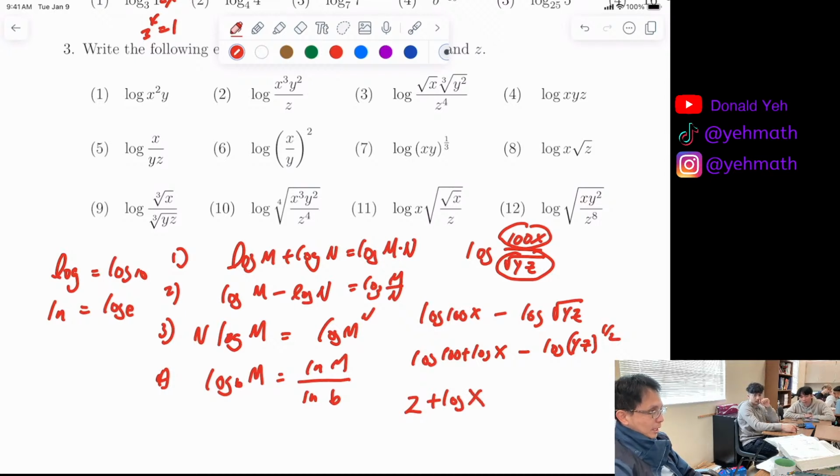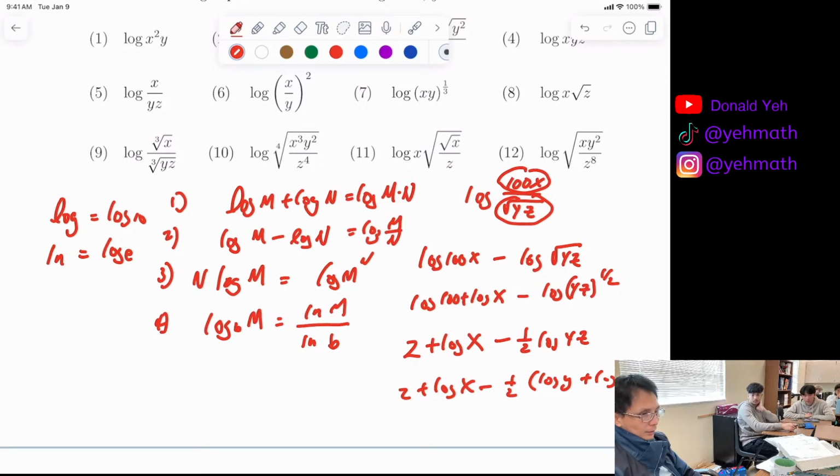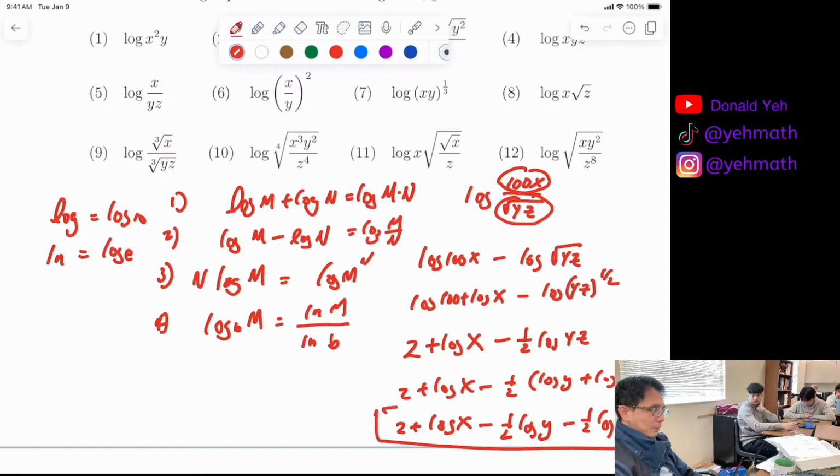I'm still continuing to expand. I'm going to minus 1/2 log of yz. Did I expand all the way? No, y and z still combine together. 2 plus log of x minus 1/2. Now, y times z, so it'll be log of y plus log of z. Now, I'm going to distribute a negative sign. So 2 plus log of x minus 1/2 log of y minus 1/2 log of z, because it's divided by y and divided by z. And this is a proper way to expand them completely.